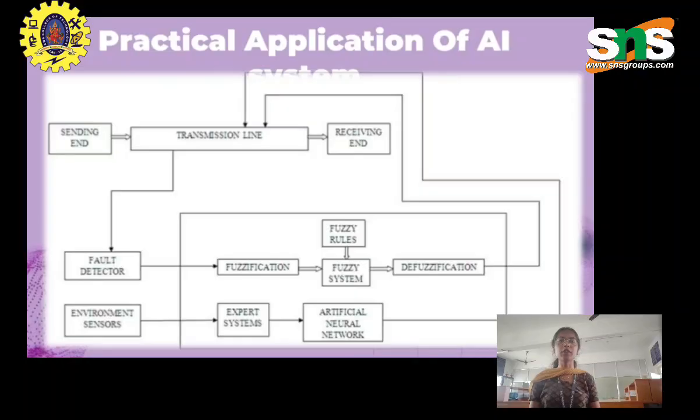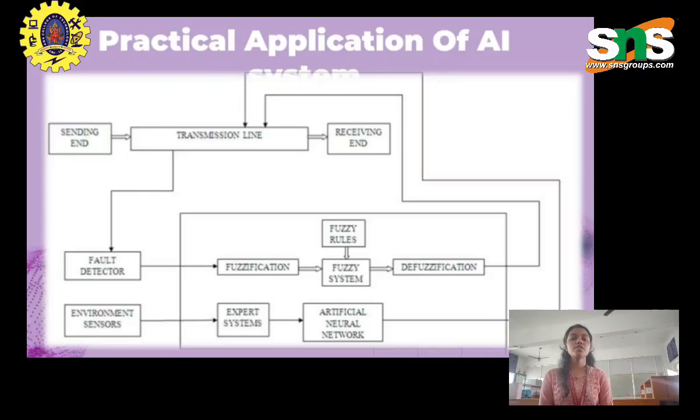The outputs of defuzzification and the artificial neural network would likely feed into the control unit to initiate corrective actions.